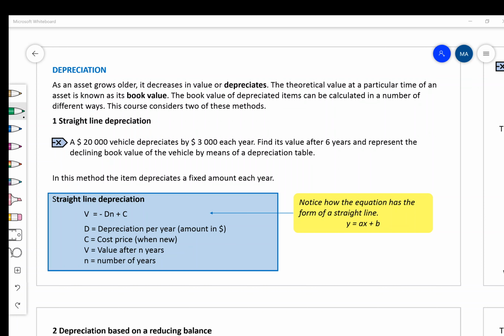Hi General Maths students, in this video we're going to look at straight line depreciation. So in this course there are two types of depreciation we need to learn about. This is the first method that we'll learn and it involves a linear equation.